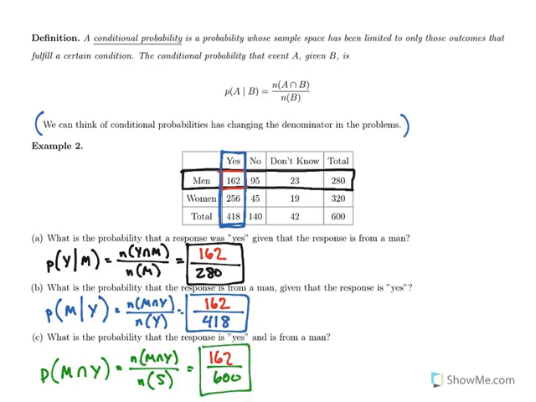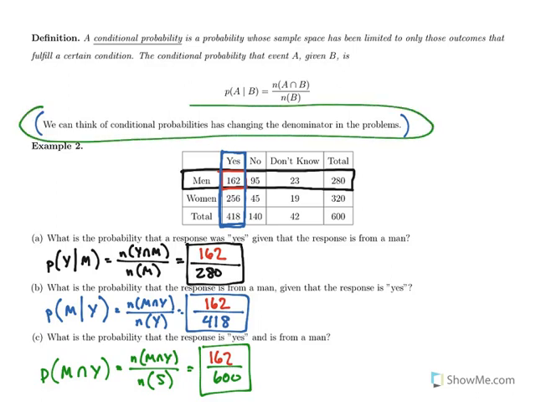So here's why I like to say we can think of conditional probabilities as changing the denominators in the problem. Let's look at this example. We have the same numerator in all of them, but it's the denominator that we've changed: 280, 418, 600. The numerator can change with conditional probabilities, but it's really the denominator that we're focusing on, in that we're limiting it to different parts of the population.